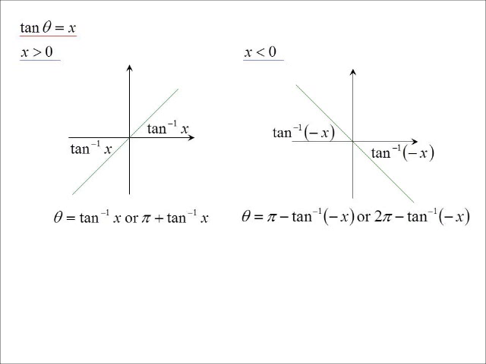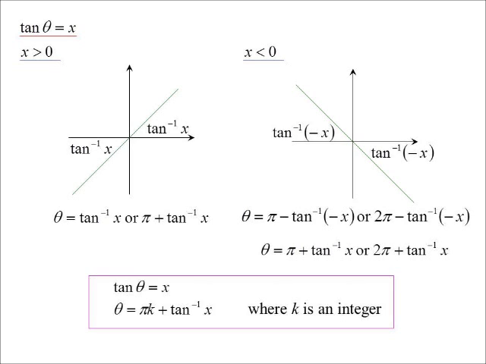Inverse tan was an odd function, so inverse tan of negative x is the same as the negative inverse tan of x. So it becomes pi plus inverse tan of x, same as that one, and 2 pi plus inverse tan of x, which is the same as the first one because we can just add 2 pi to it. So once again, it does not matter whether x is positive or negative. I can generalise it.